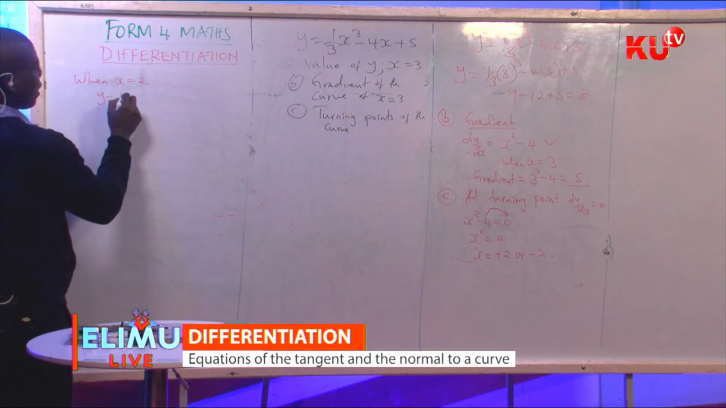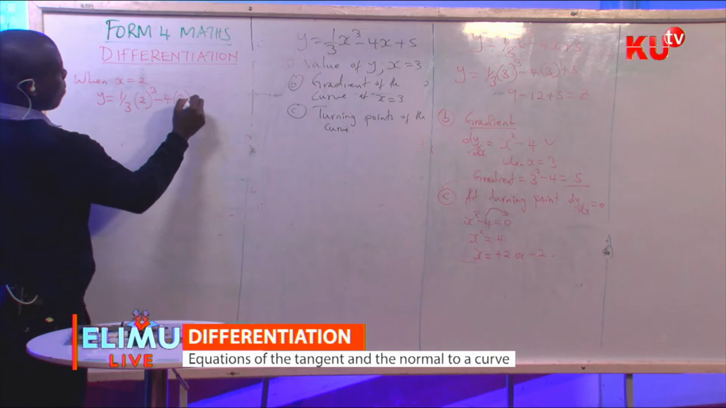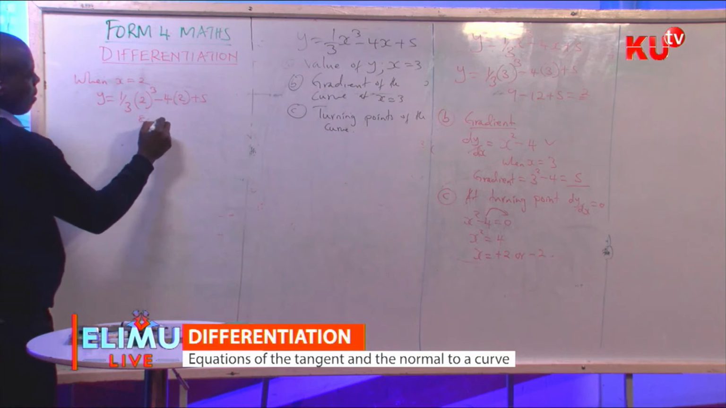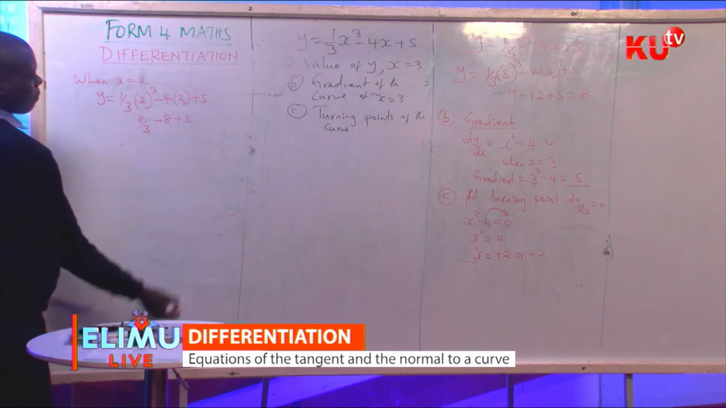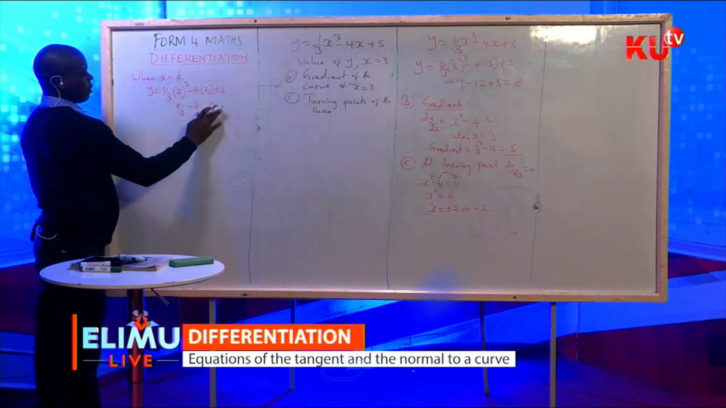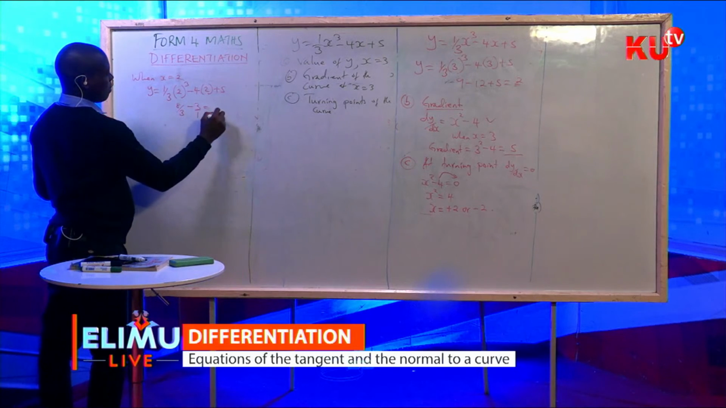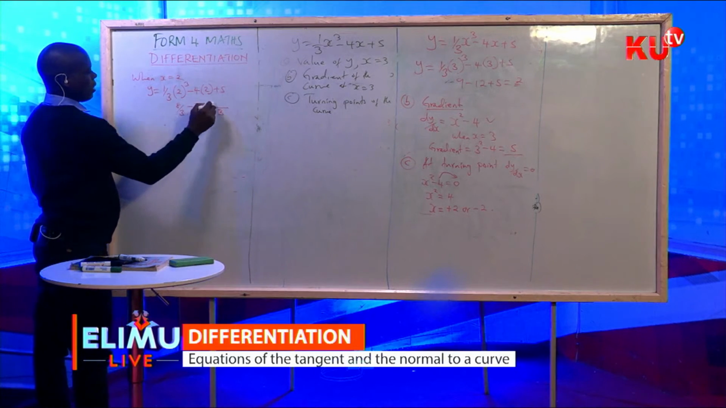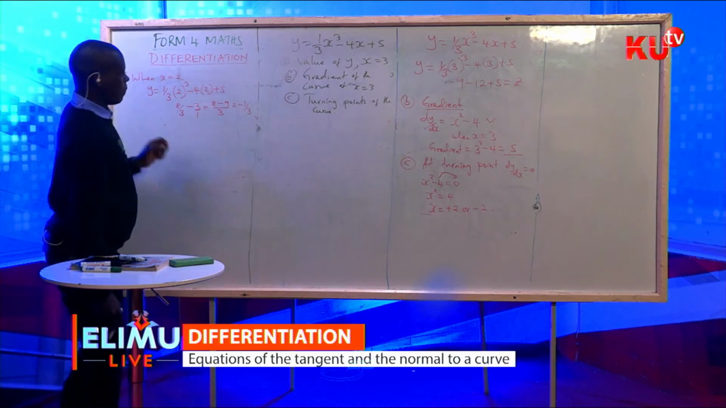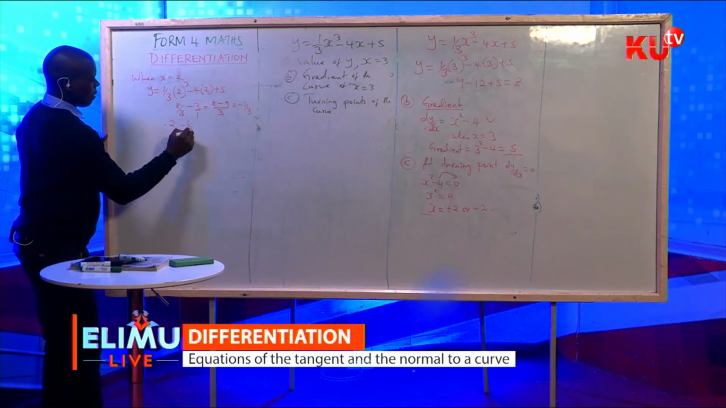y equals a third into 2 cubed minus 4 into 2 plus 5. So this is 8 over 3 minus 8 plus 5. So this is minus 3. And so over 1, and therefore the LCM is 3. 8 less 9. So it's negative a third. Therefore the point is 2, negative a third.